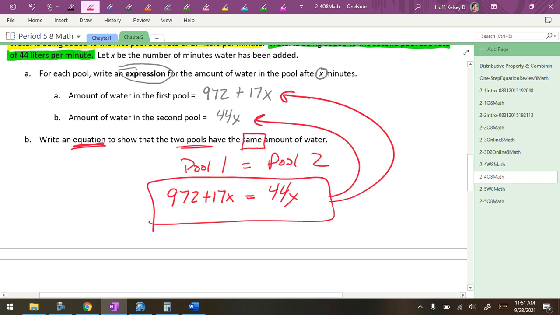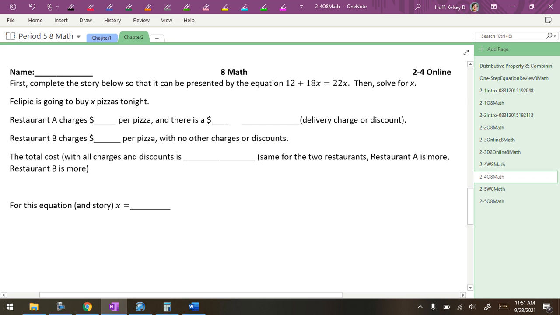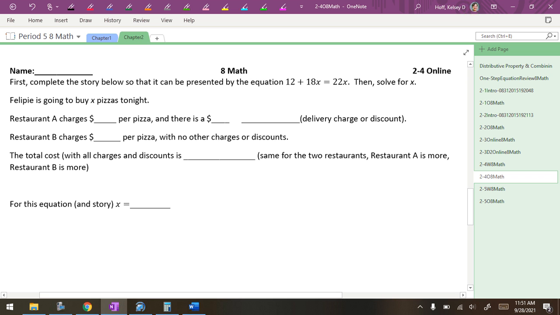All right, flip it over. Now we're ordering pizzas. And I know you're all starving because I am too, so this is going to be a tough problem here. Complete the story below to represent the equation 12 plus 18x equals 22x. Then solve for x. Felipe is going to buy X pizzas tonight. Restaurant A charges blank per pizza, and there's a blank, and then we have to choose either delivery charge or discount. Restaurant B charges blank per pizza with no charges or discounts. And the total cost is either the same, restaurant A is more, restaurant B is more, and then last but not least, they want us to solve this.